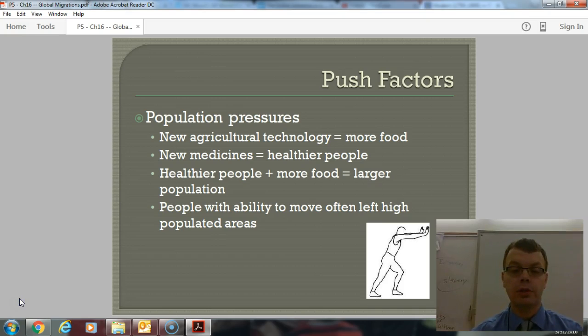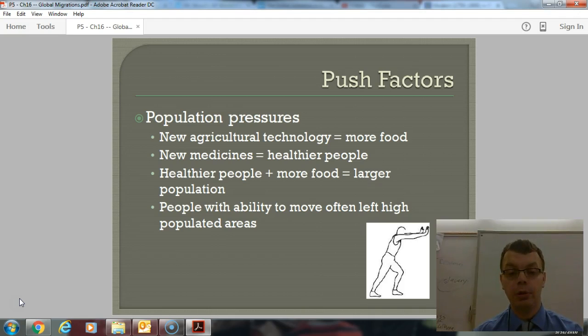So why do populations increase so much from 1750 to 1900 in our modern era? There's new agricultural technology, the agricultural revolution, which produces more food. We talked about that during the Industrial Revolution. There's new medicines which allow people to live longer, the healthier people. Healthier people plus more food means that there's larger populations. Not as many people are dying, more babies are being born.